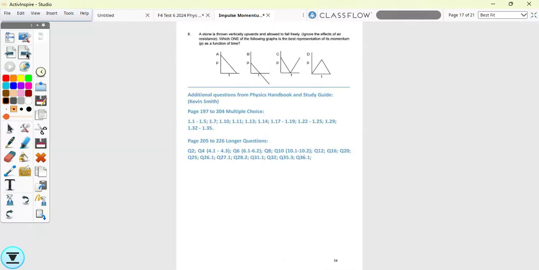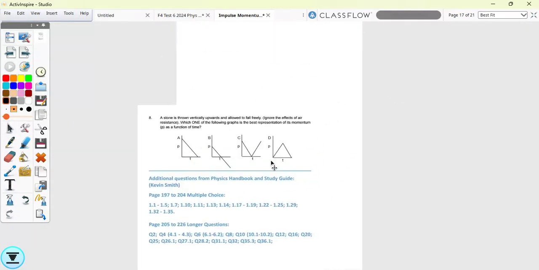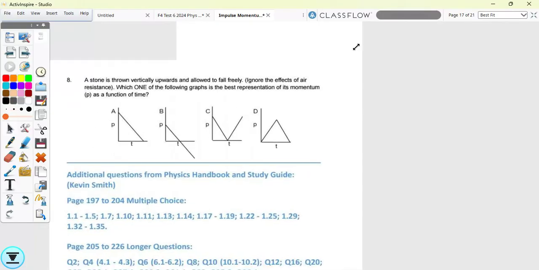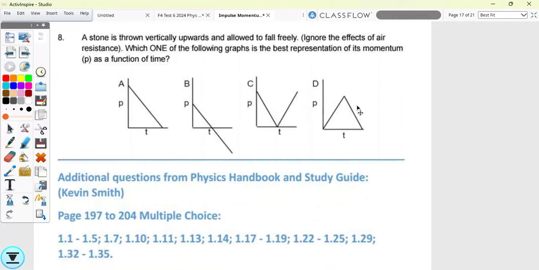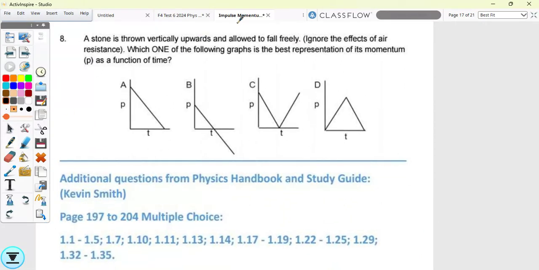Okay. Let's see if there's anything else. There's a graph. Let's look at the graph. Okay, so they say a stone is thrown vertically upwards and allowed to fall freely. So the stone is doing this. Which one of the graphs represent the momentum as a function of the time?